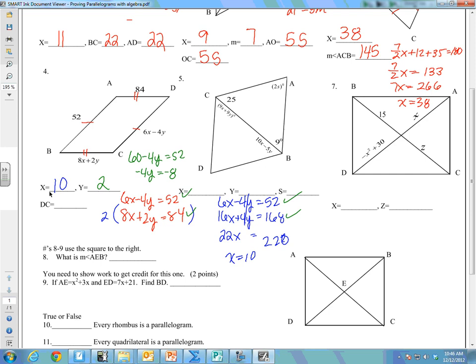Hopefully we should all have gotten DC correctly. That side there is the same as this side here. They're asking what is DC's length. Well, you've already said it once. You said that DC, which is 6x minus 4y, is equal to 52. DC is 52. No algebra needed there.